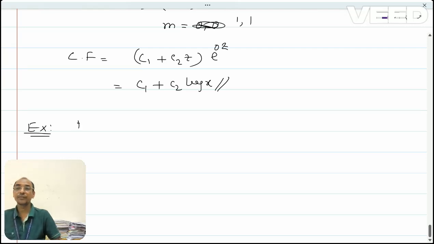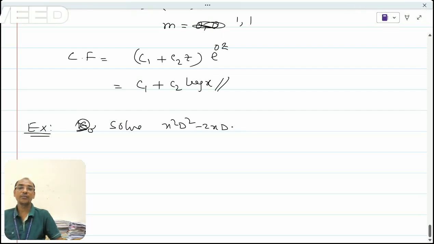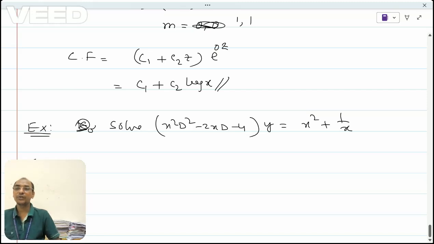Solve x square D square minus 2xD minus 4 of y equal to x square plus 1 by x. Since it is a Cauchy-Euler type equation, we will apply the transformation, let x equal to e to the power z, and that implies z equal to log x.